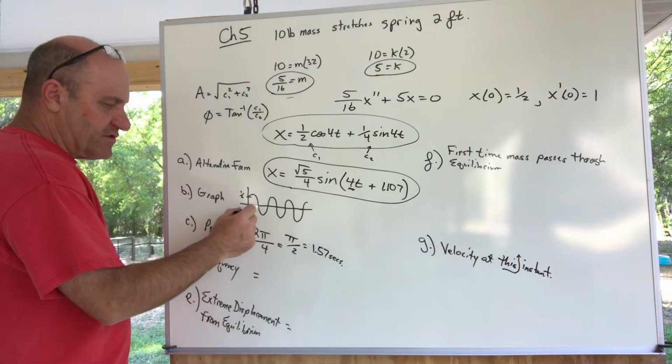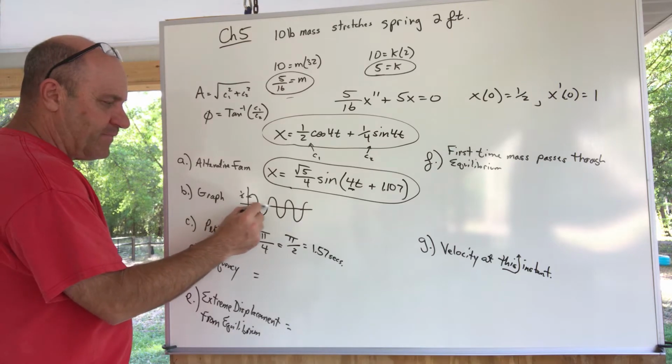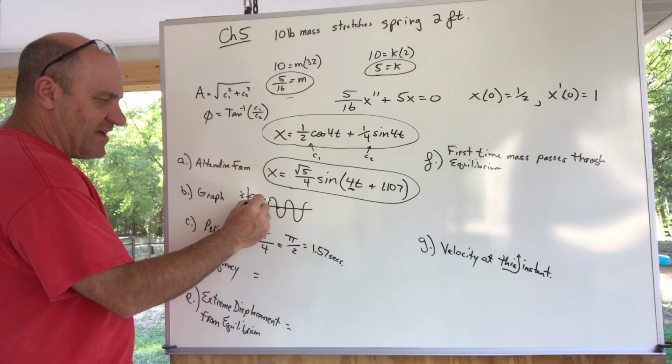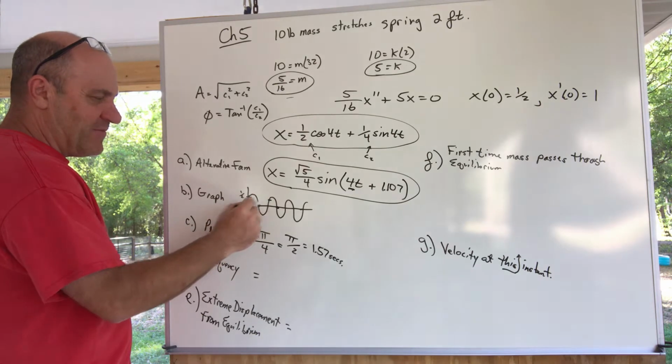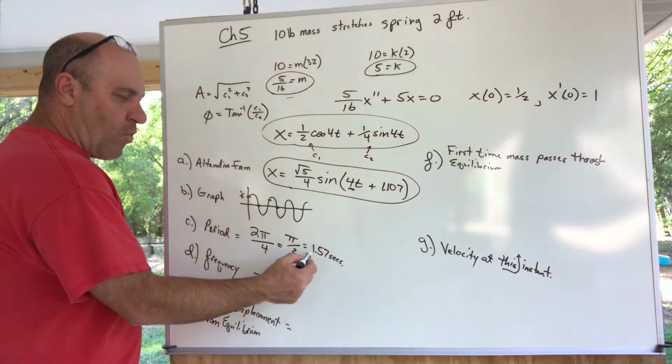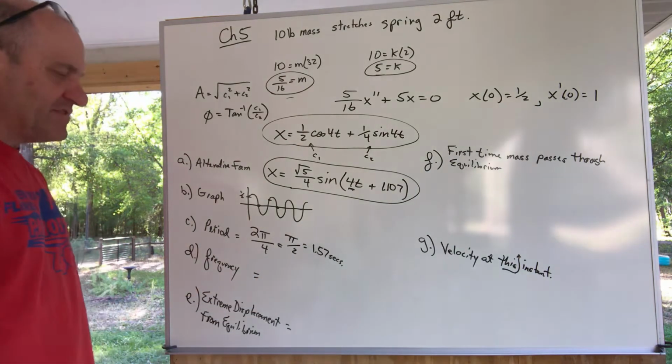The period is the time it takes to do one oscillation. So on this graph, you can pick any one. That's an oscillation. That's an oscillation. Back to that starting point. So the time for one oscillation is 1.57 seconds.